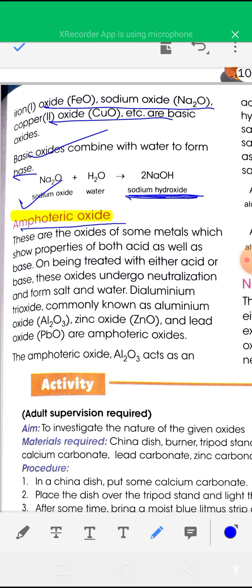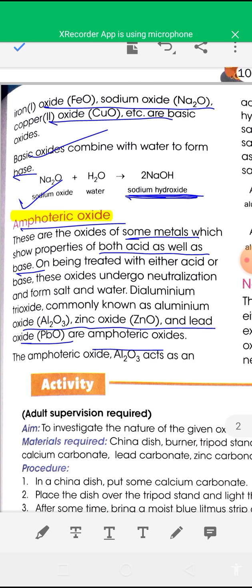These are oxides of some metals, also metallic oxides, which show properties of both acid as well as base. Examples of amphoteric oxides are aluminum oxide, zinc oxide and lead oxide, Al2O3, ZnO and PbO. These are examples of amphoteric oxide. An amphoteric oxide can react with both acid and base.